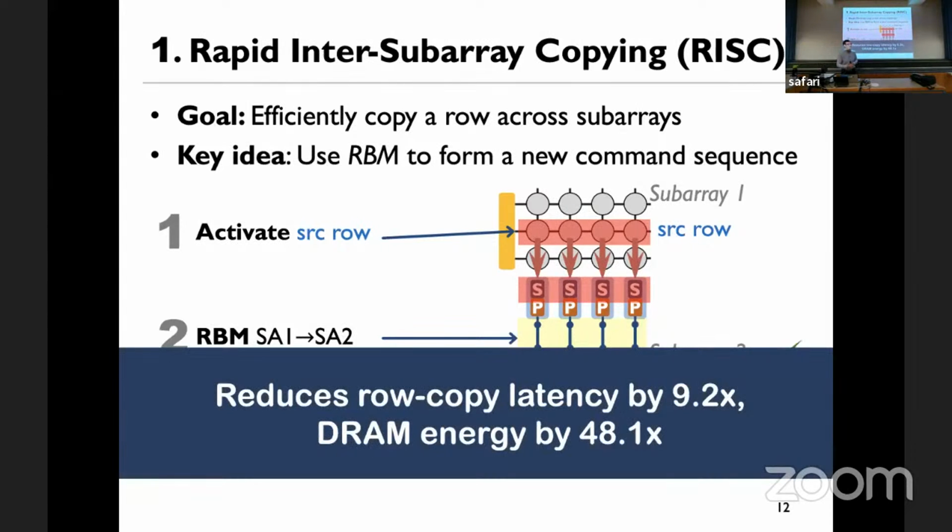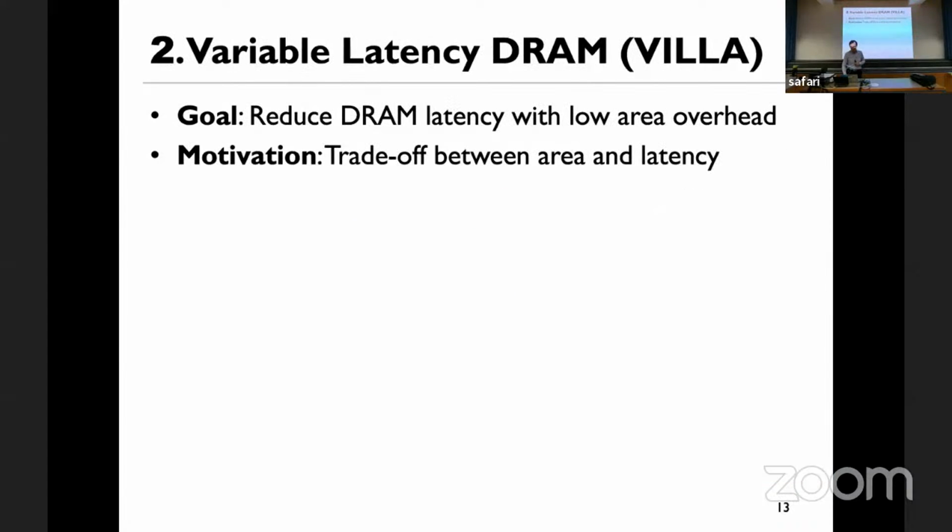And as I said, this reduces a 4 kilobyte row copy latency by 9.2x and energy consumed for 4 kilobyte row copy by 48x. So this actually gets closer to doing RowClone inside the same subarray. It's not exactly the same, but it's close enough. Of course, if you're doing it across 2 subarrays over here. If you go to 3 or 4, then it becomes different. So this enables other things, as I mentioned.